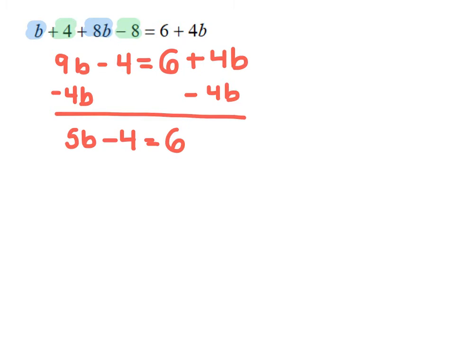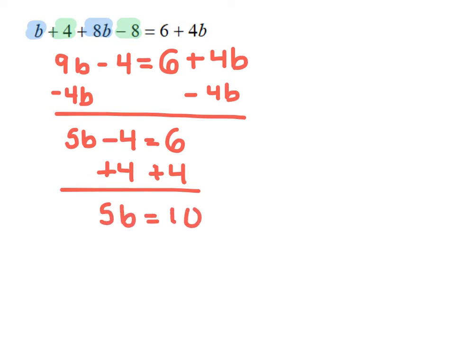Now I need to bring all the constants or numbers to the other side. So I need to move this -4 over to the other side. So I'm going to add 4 to both sides. And that will give me that 5b is equal to 10. Now the last thing I have to do is finish isolating b. Since b is multiplied by 5, the inverse would be to divide both sides by 5. So I would get that b is equal to 2.